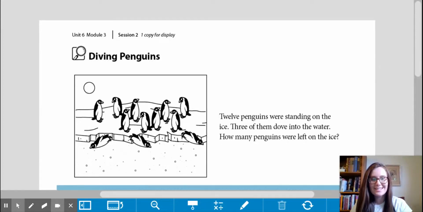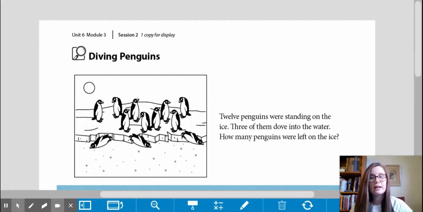Hi, first graders. I hope you were able to join me earlier in the week when we thought about penguins joining together and we solved some addition story problems. Today, we're going to think about penguins diving, separating from each other, and it will be a focus on subtraction story problems. So, we're going to get started.